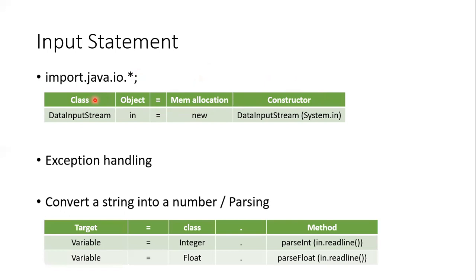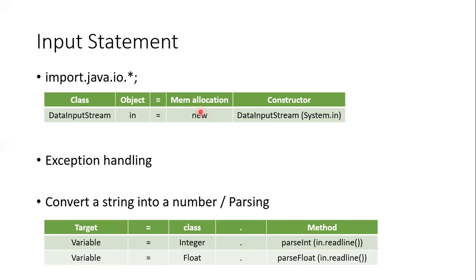Then in order to make use of it, we use a class called DataInputStream from the IO package. This IO package consists of the DataInputStream class, and we use an object here called in. So DataInputStream is a class and in is an object, then equal to. This object is of type DataInputStream, so we need to allocate a memory area by using the new operator.